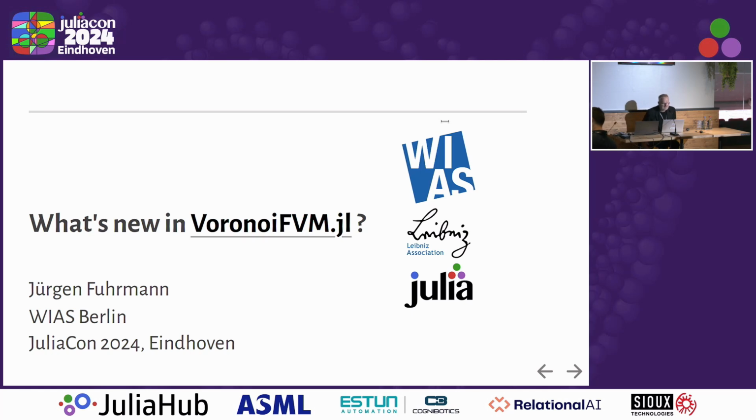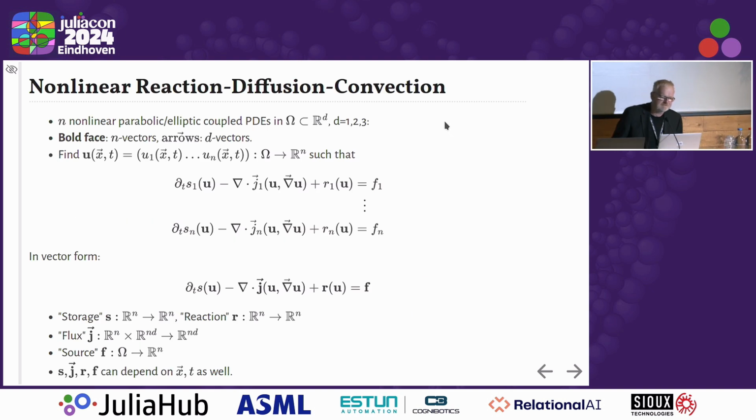So let's start. My talk is about what's new in VoronoiFVM.jl. That's a talk which is based on the idea that I already gave a talk in 2020 on VoronoiFVM, and I'm supposed to tell you what's new, but before I tell you that, what's in it anyway. It's a package to solve coupled nonlinear systems of partial differential equations of reaction diffusion convection type.